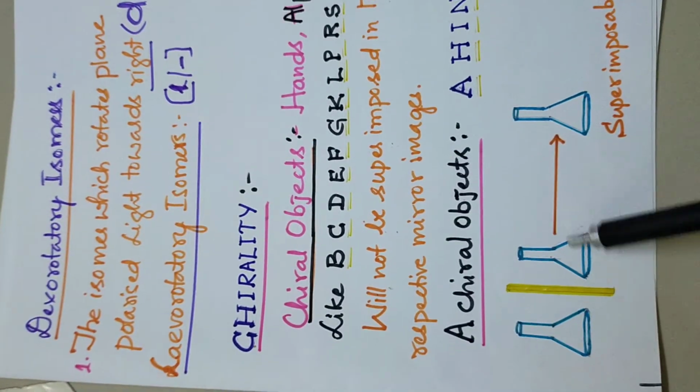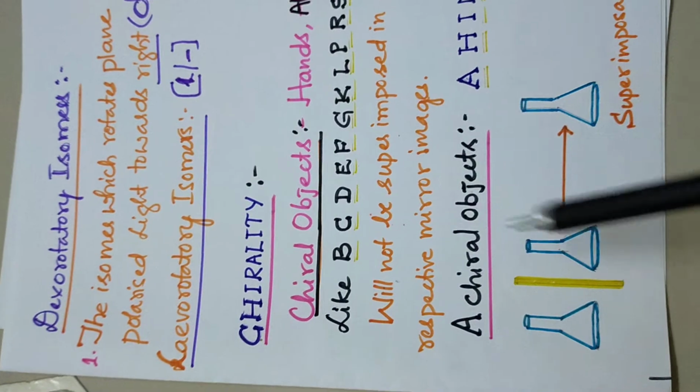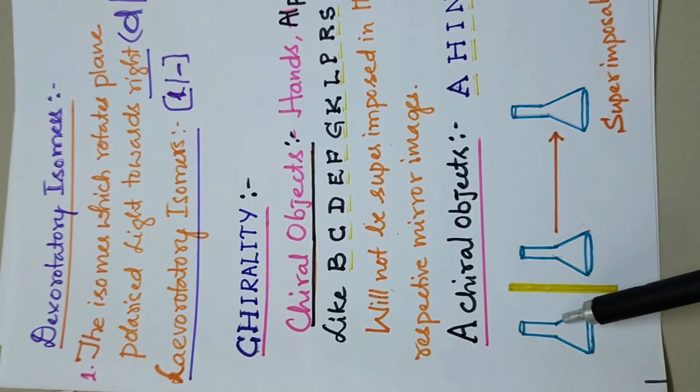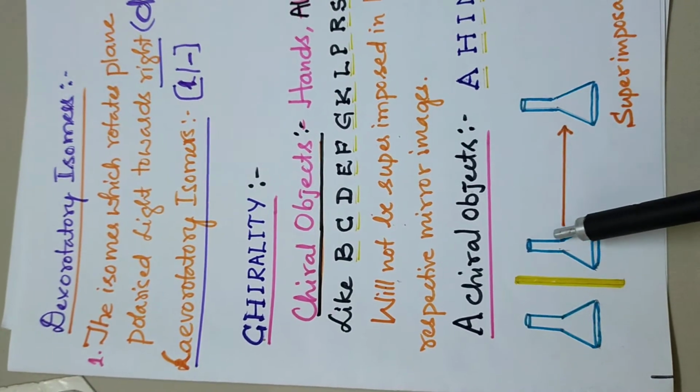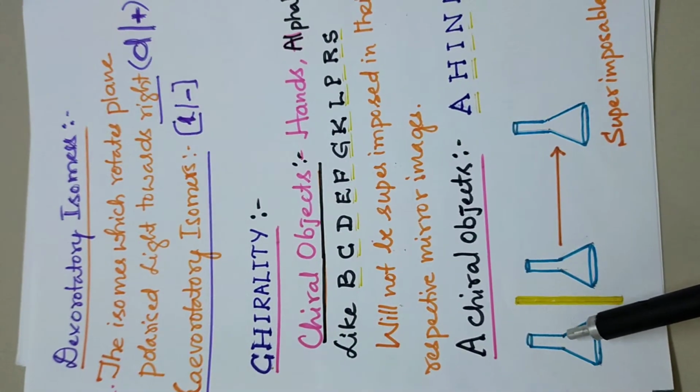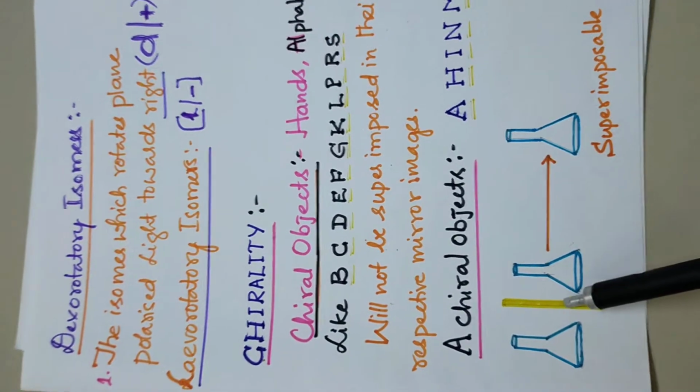Having the same type of the size. If they come together, here in chiral also we have to take the left hand and the right hand. As they come together, one imposes on the other, but one will not be superimposed. That's a non-superimposable mirror image.